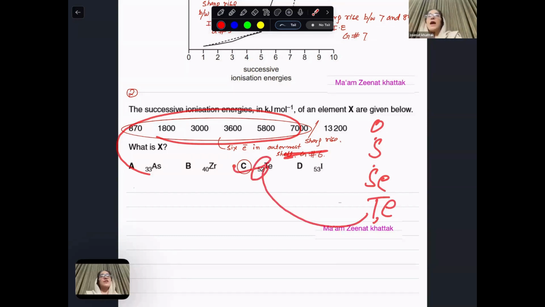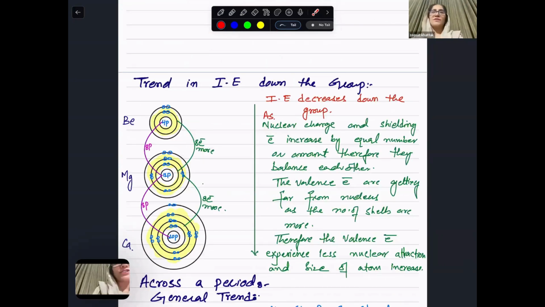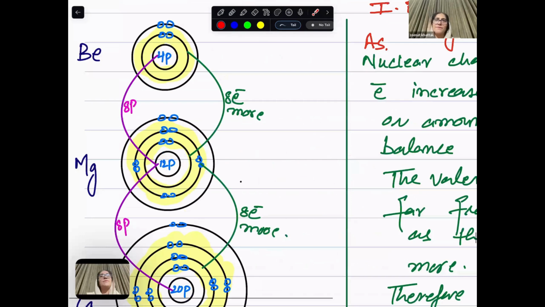Now, ionization energy down the group. What is happening down the group? Is the size of the atom getting bigger? Does the nuclear attraction decrease down the group? Down the group, protons increase. Number of shells, 2, 3, 4. Are the protons more? Are the shells getting more? Shielding electrons are also increasing.